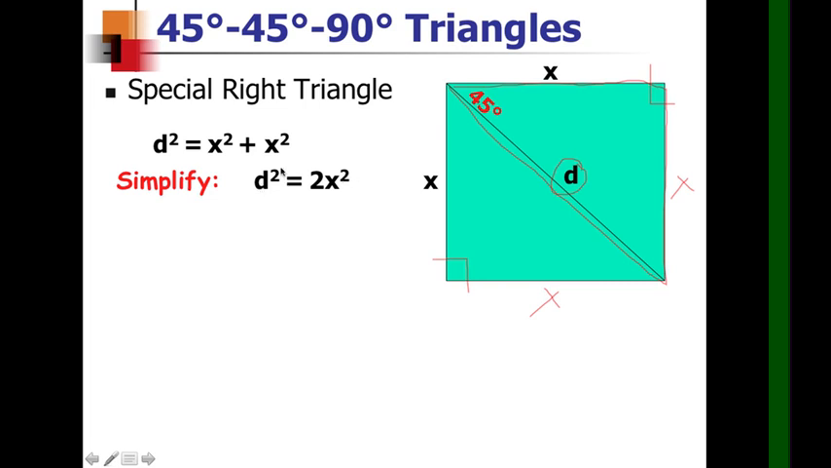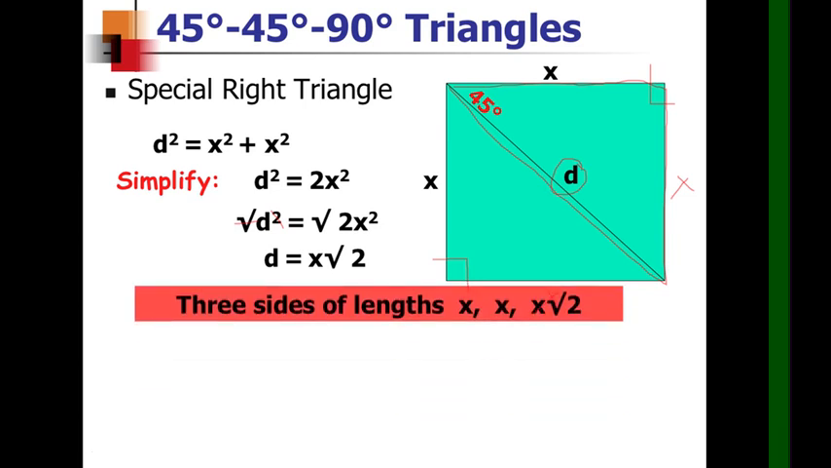And then, get the square root of both sides. So, we can now cancel the square of d. So, we can cancel this and then cancel that. Here, square root of 2 is equal to the square root of 2. And the square root of x squared is equal to x. So, our answer is d is equal to x square root of 2. So, that is the measurement of our diagonal line here. So, the three side lengths are x, x, and x square root of 2.